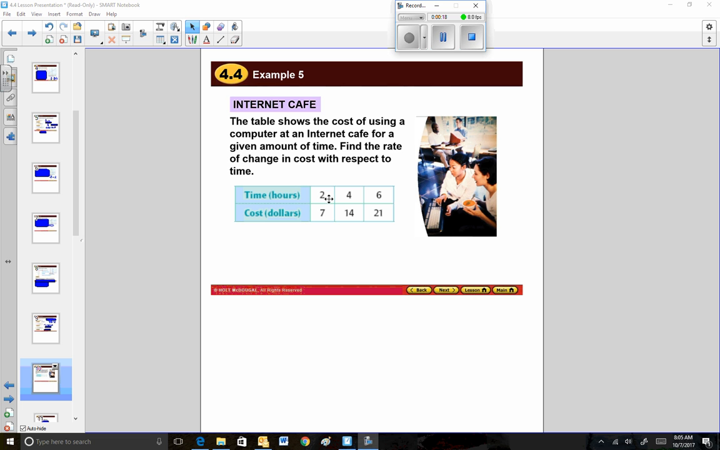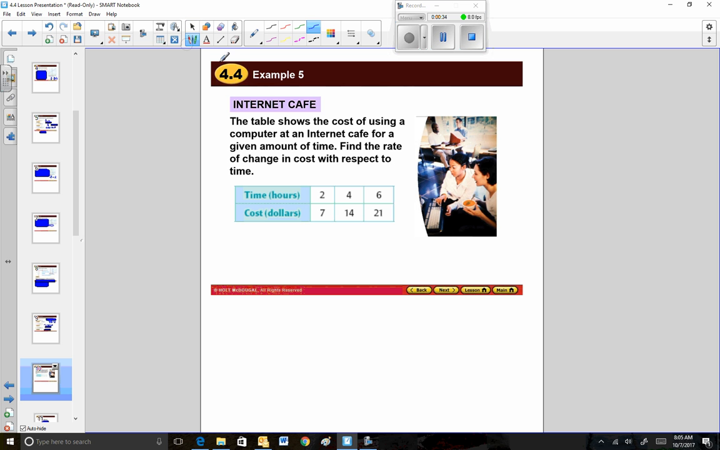So for 2 hours, it's going to cost you $7. For 4 hours, it costs you $14. And when you go for 6 hours, it's going to cost you $21. So find the rate of change in cost with respect to time. All right, let's take a look at this.